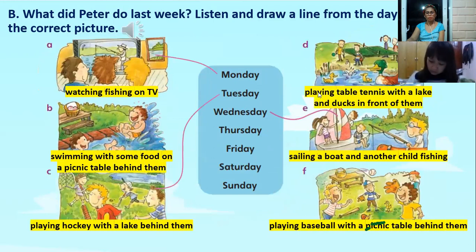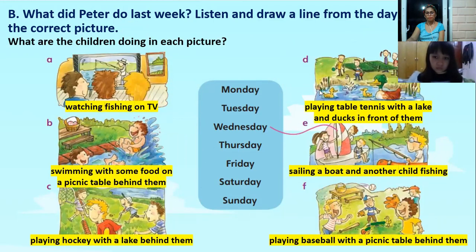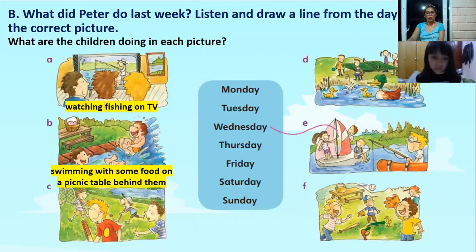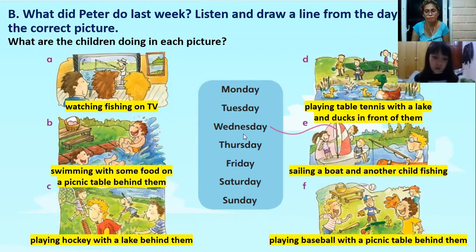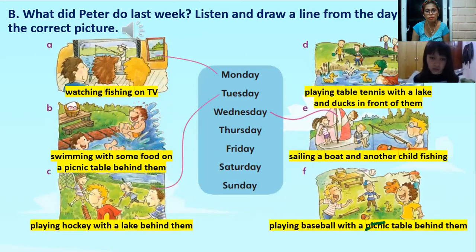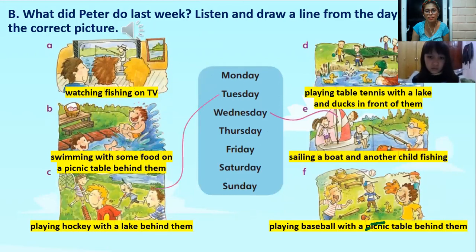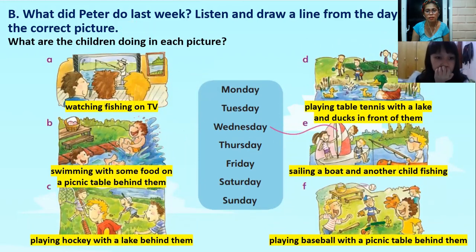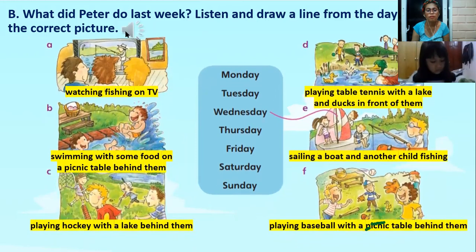Okay, wait. What happened? I guess there are no pictures here. What are the children doing in each picture? I will just tell you where they are. Okay, it's here, sorry. For a while. Okay, here, listen, Amy.